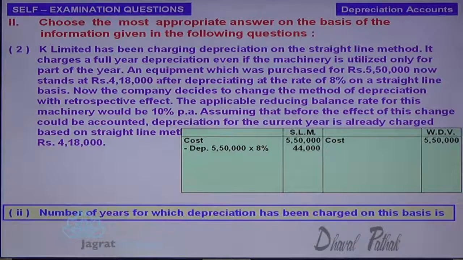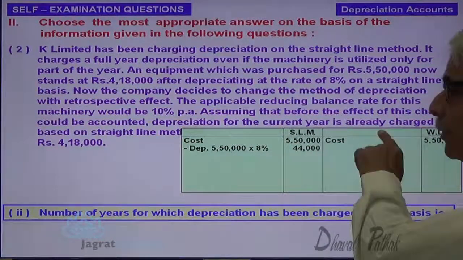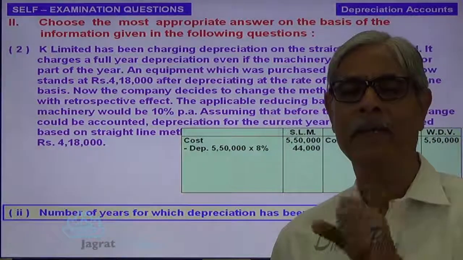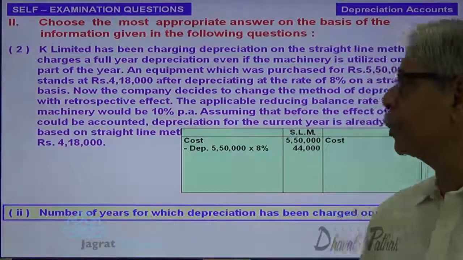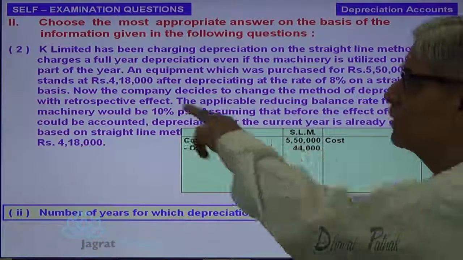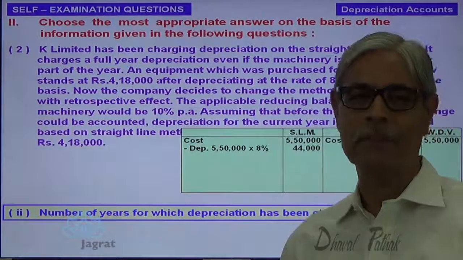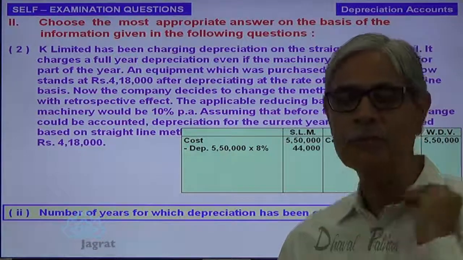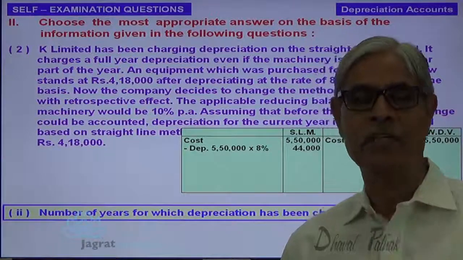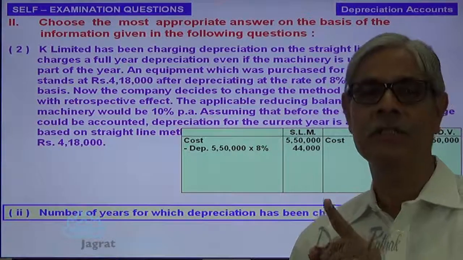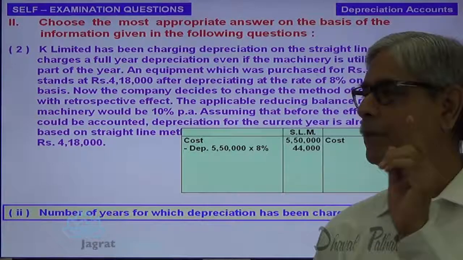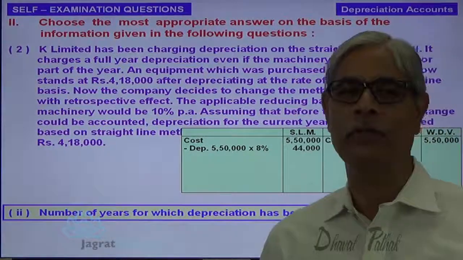Next, the number of years for which the depreciation has been charged on this basis. At the rate of 44,000, how many years depreciation has been charged? The purchase price of 5,50,000, written down value after depreciation is 4,18,000. Difference between the two is known as total depreciation, and that depreciation is for how many years if the annual depreciation is at the rate of 44,000.